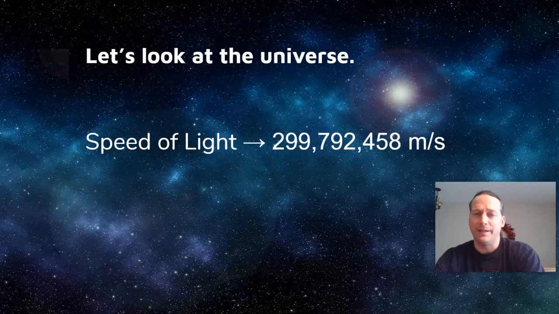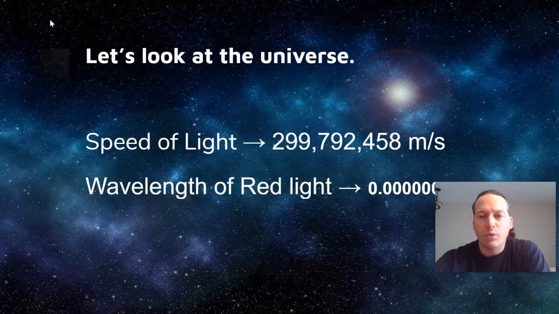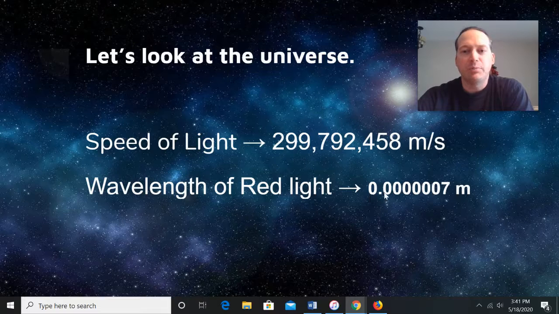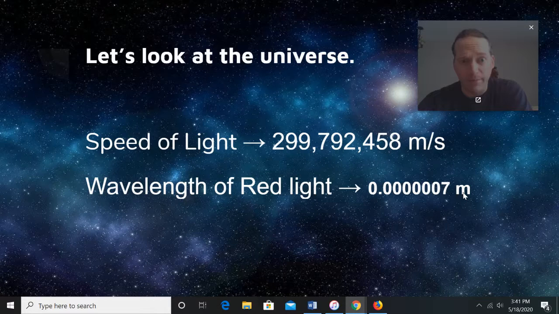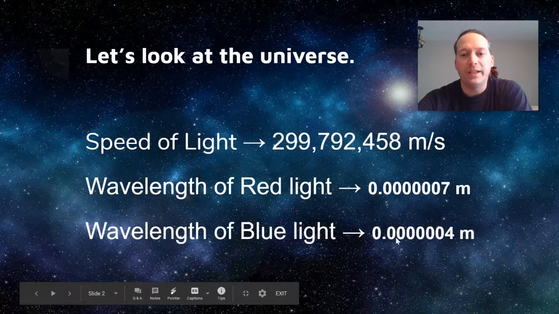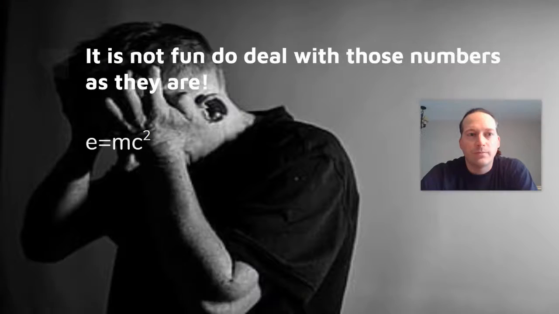How did they figure that out? Well, it's a whole calculation thing. I'm not into that. But anyway, that's the speed of light. What about the wavelength of red light? Well, the wavelength of red light is 0.0000007 meters. That's really small. Well, what about the wavelength of blue light? Well, that's 0.0000004 meters. These are insane numbers. It's not fun to deal with all those numbers as they are.